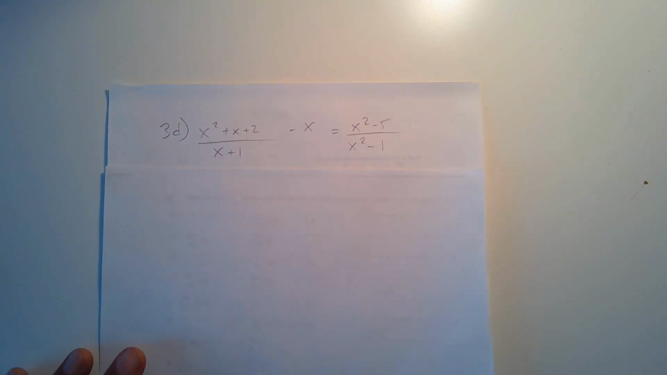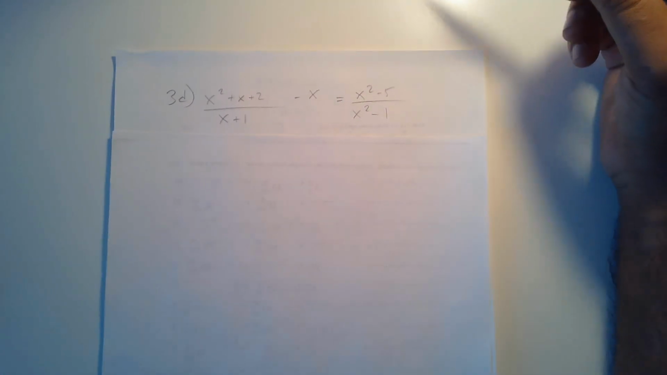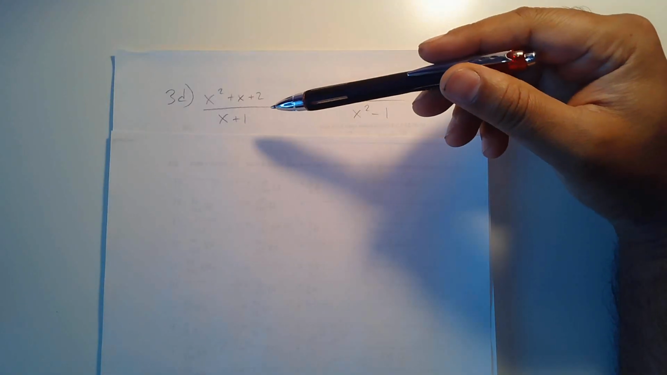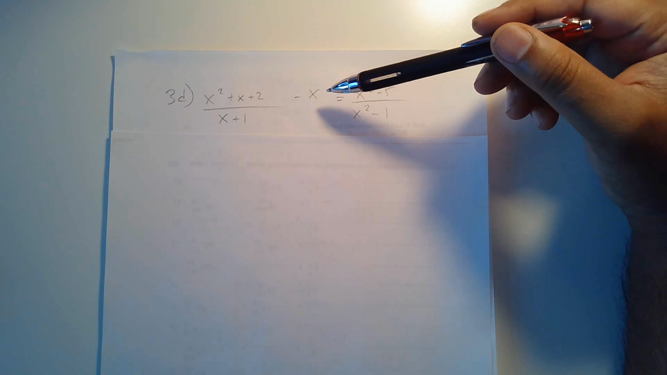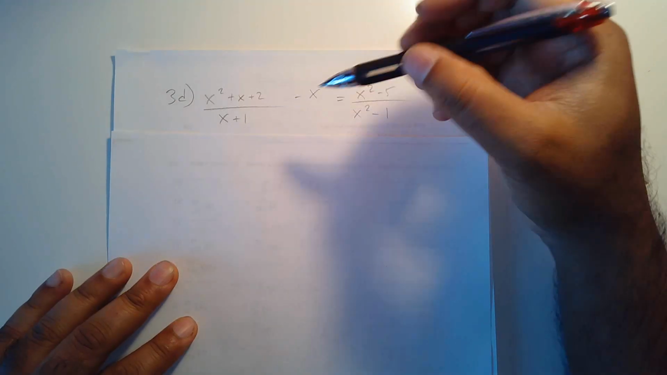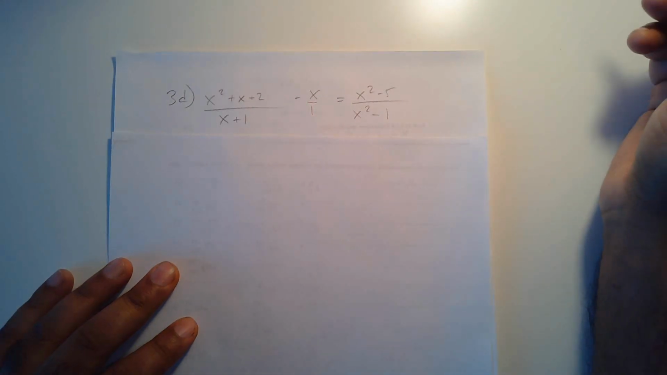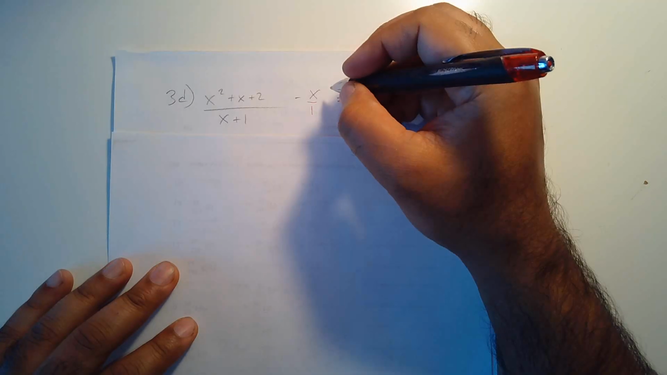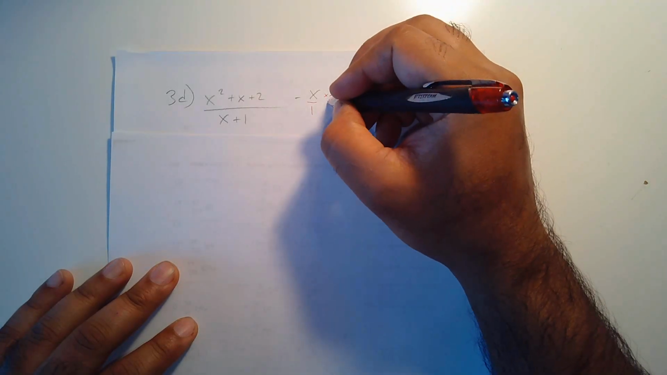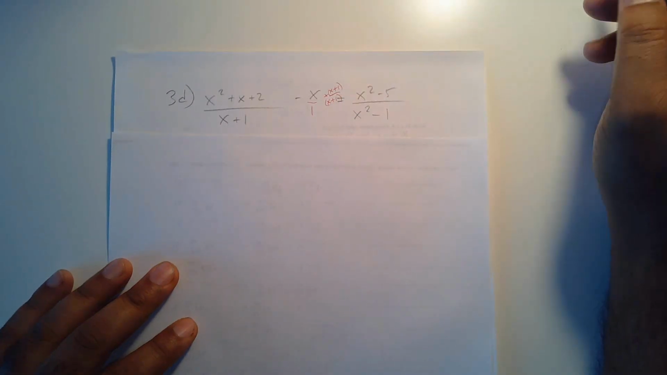Okay, so the other one I got was this one, 3D. Again, you want to make it so that these two can be put together, so you need a common denominator. This one is x minus 1. The way this is written right now is as if it's just x over 1. So what you want to do is multiply this by x plus 1 over x plus 1. So you're going to multiply that.